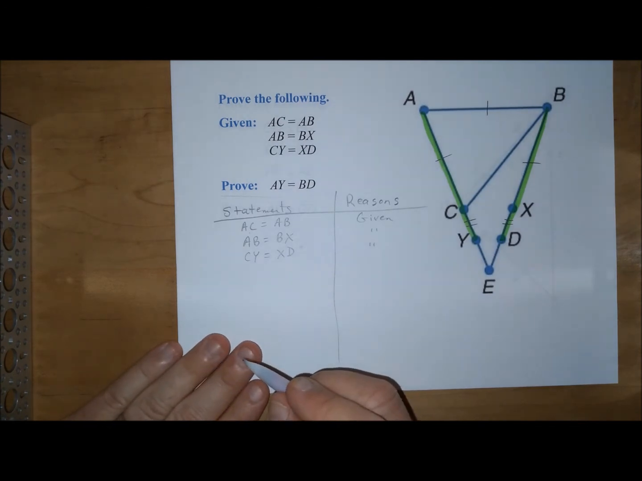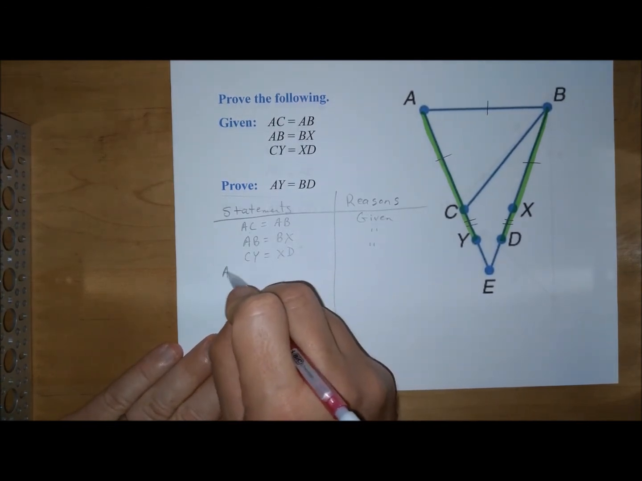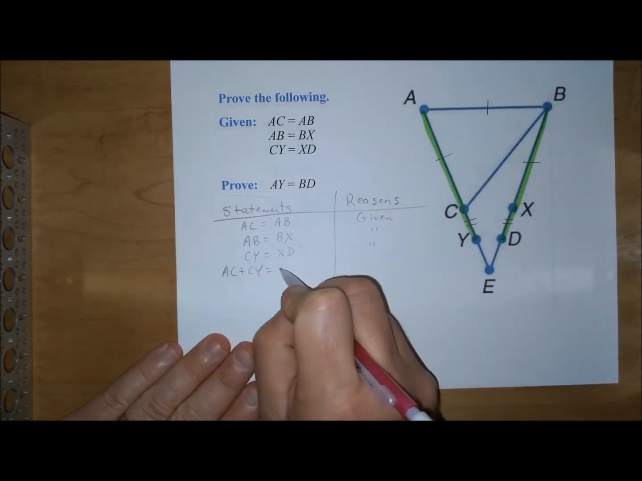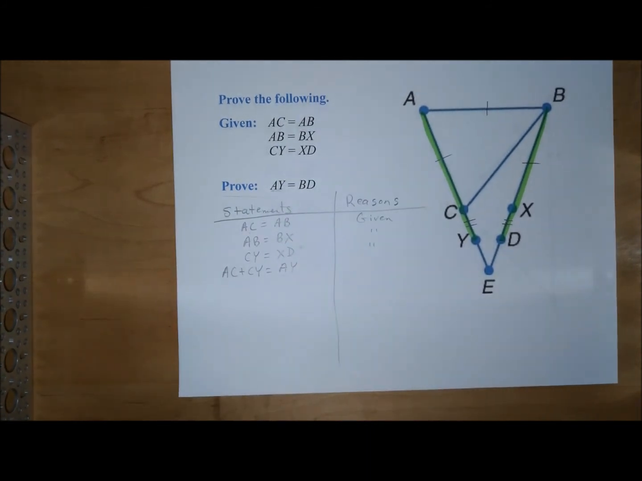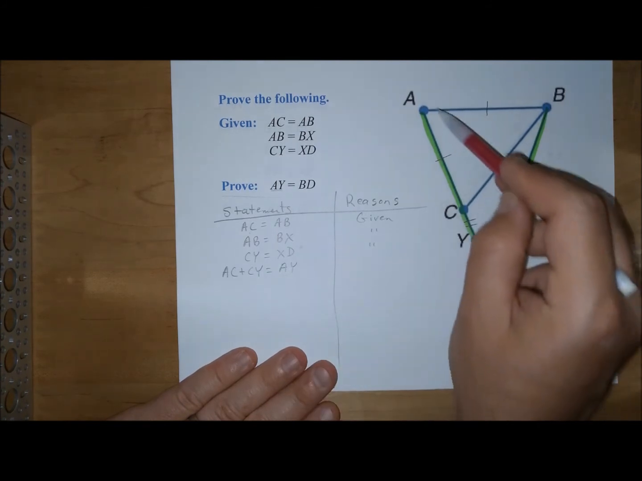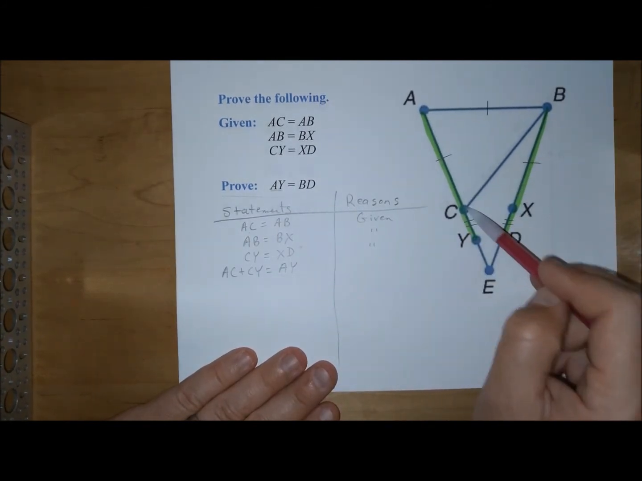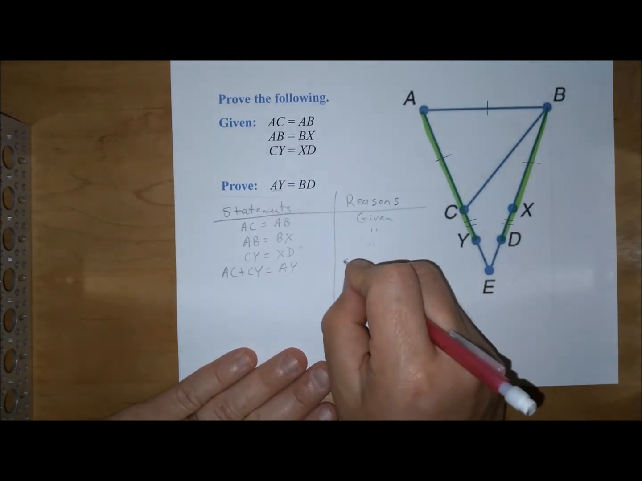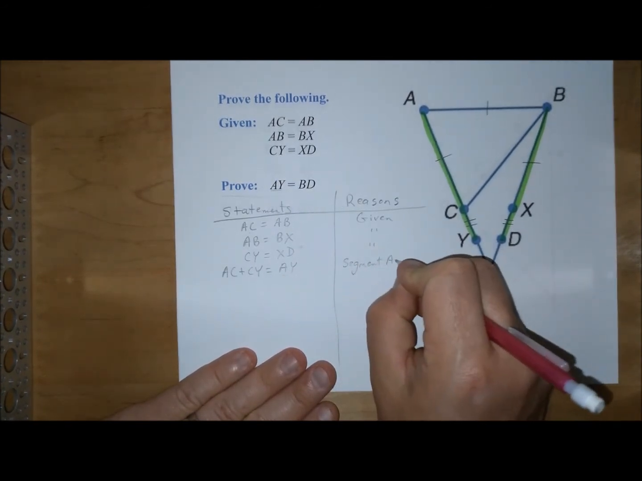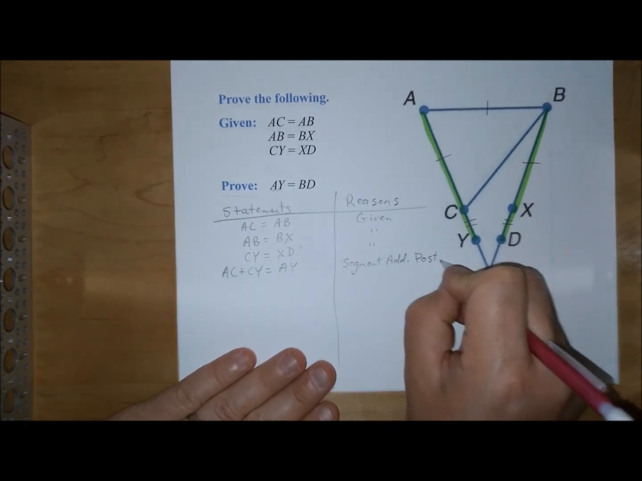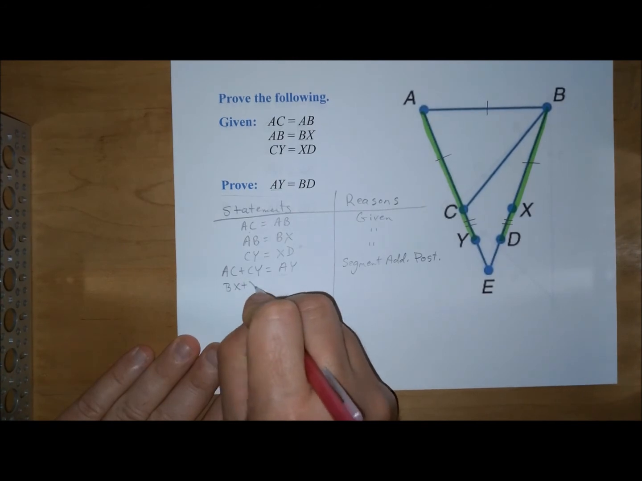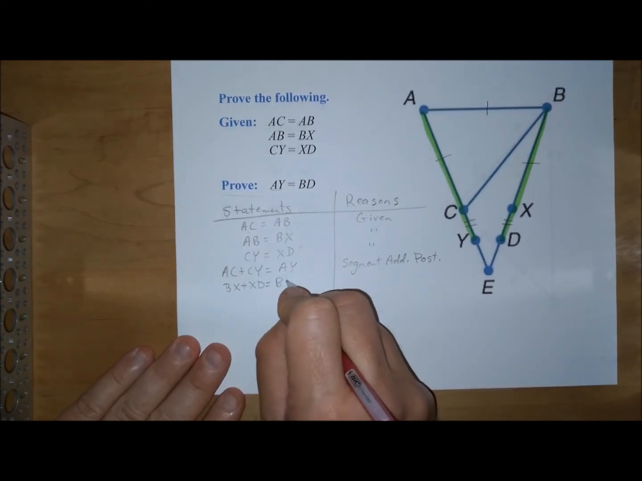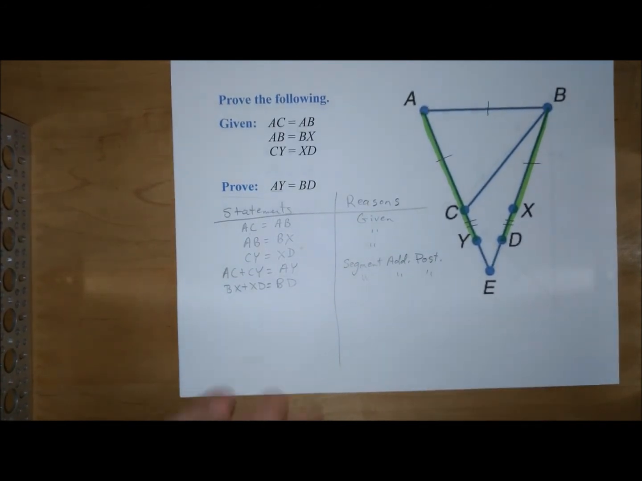So could we say that, I don't know, AC plus CY equals AY? Okay, and that might be helpful because remember, AY is one of the things we're after. How do we justify that? This segment plus this segment equals this longer segment. That is segment addition postulate, right? I'll abbreviate a little bit there. Now, likewise, I think BX plus XD equals BD, right? Also segment addition postulate.